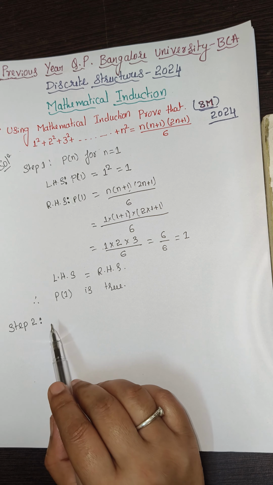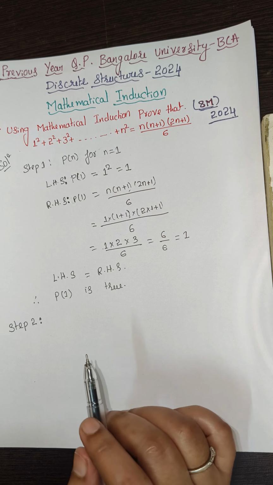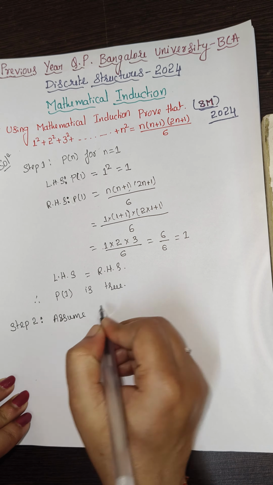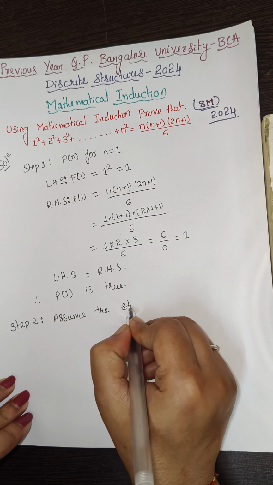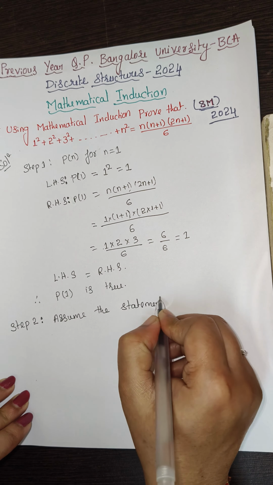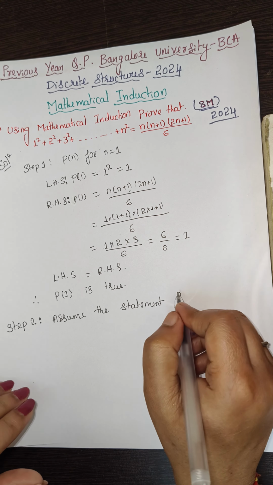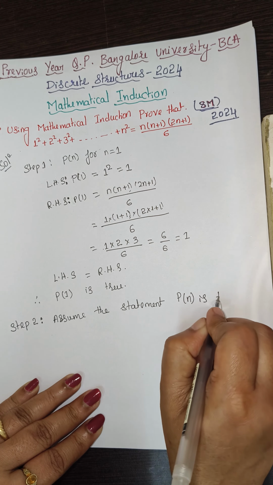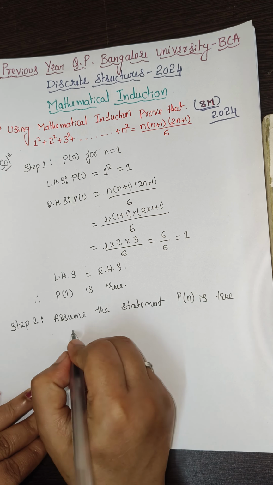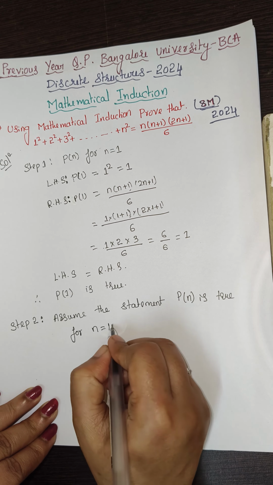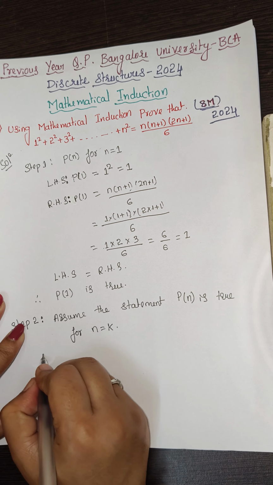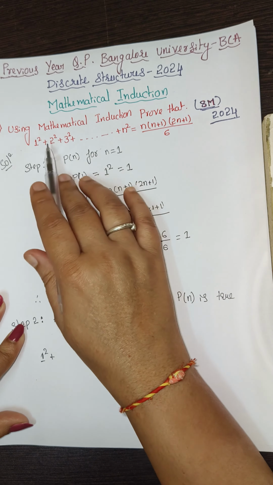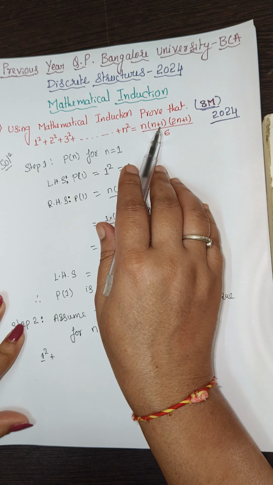In this step, we are just assuming the statement P of n is true for n equals k. K is any positive integer. In our main question's series, instead of n we have to write k. That's it.